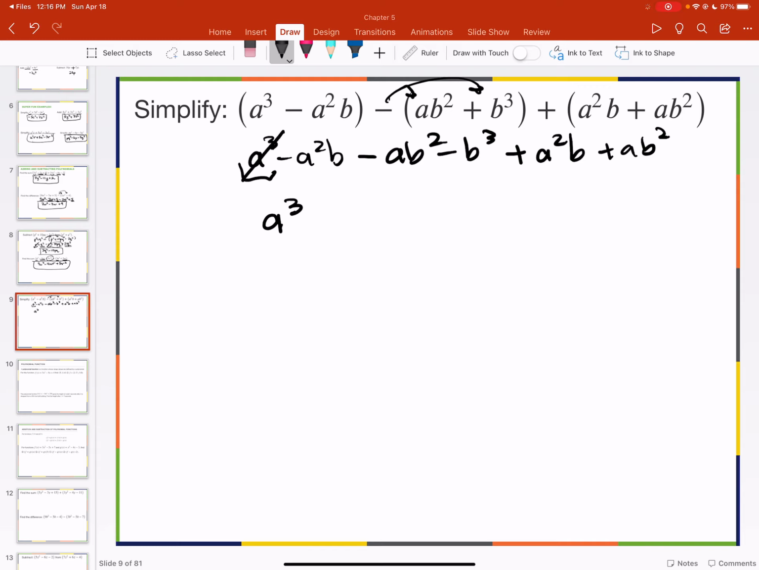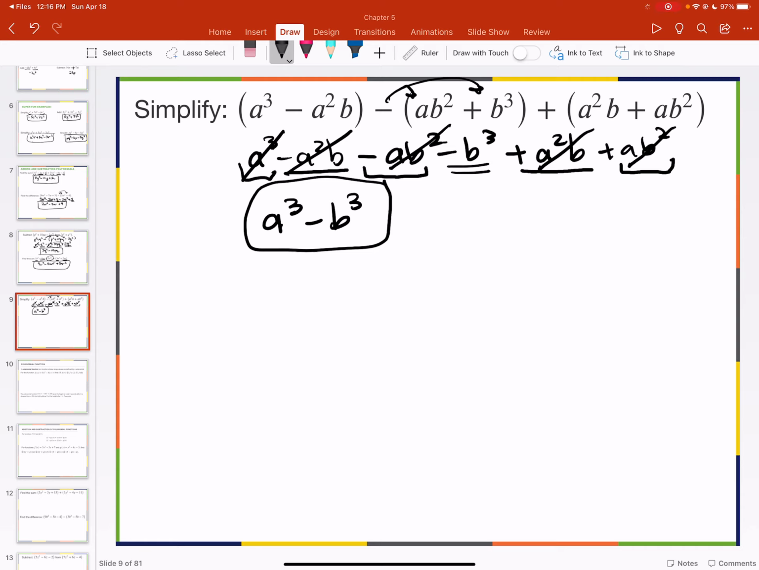Nope, so I'm done with that guy. How about negative a squared b? Oh, I have another a squared b right there, but they cancel out, so that's good. So now I have a negative ab squared. Oh, here's a positive ab squared. Also canceling each other out. Then what's left is that negative b cubed, and that's it.